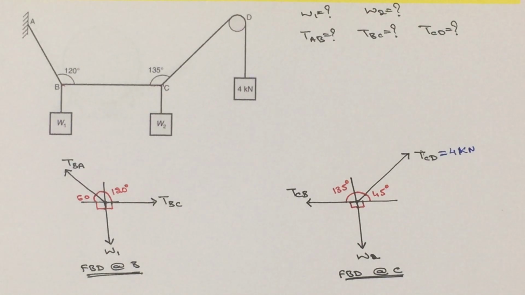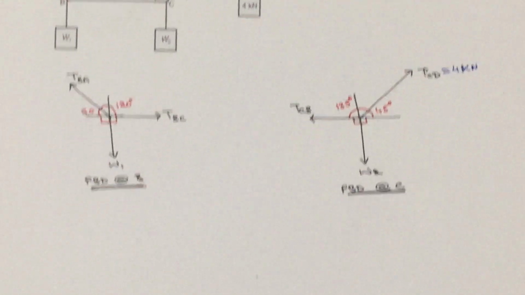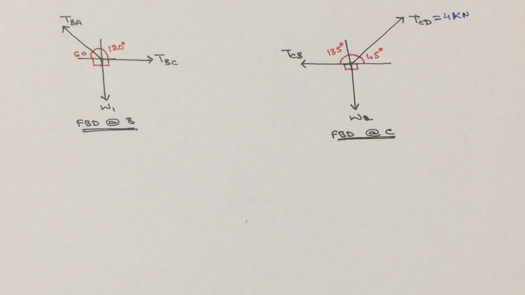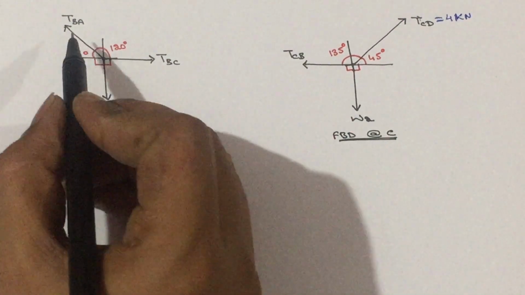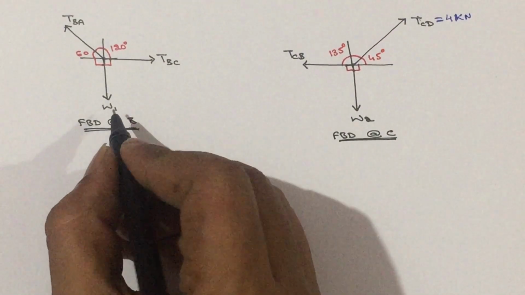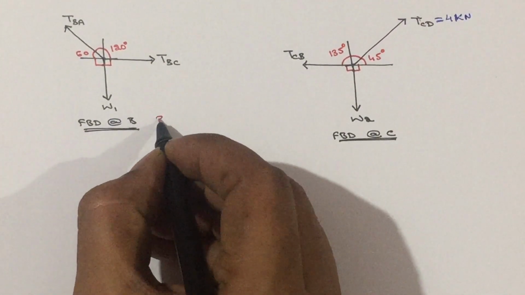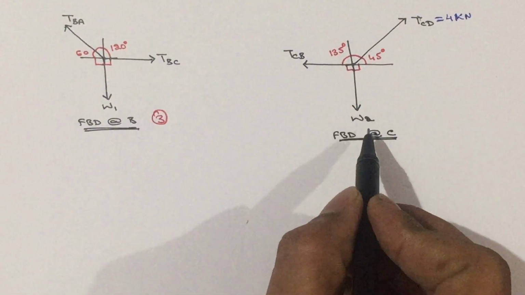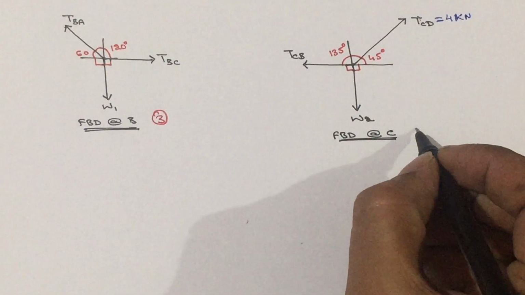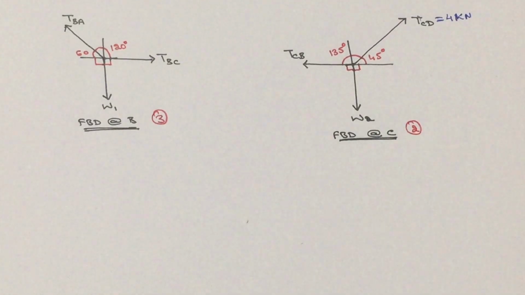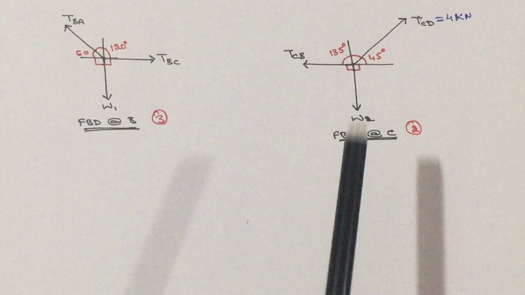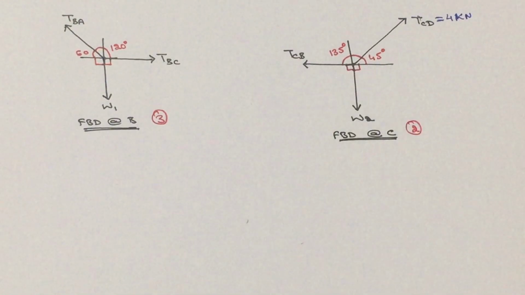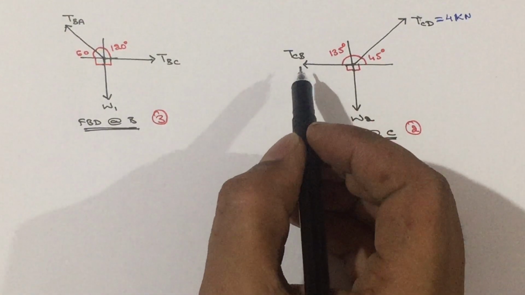Now once we write the free body diagram, we need to choose the free body diagram to solve it first. For that, count the number of unknowns. Here we have TBA, TBC and W1. Totally there are 3 unknowns. Here we have TCB, W2, this one is known. So here we have only 2 unknowns. Now choose the free body diagram which has fewer unknowns. Now solve it first. Now choose the method.